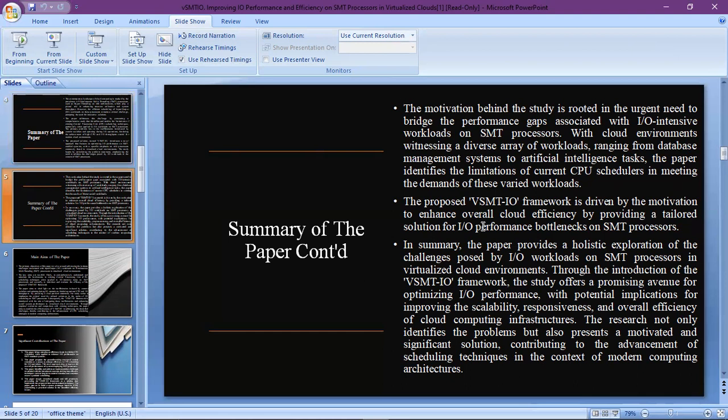The VSMT-IO framework proposed in this paper is motivated by the goal of enhancing overall cloud efficiency. It aims to provide a tailored solution for addressing I/O performance bottlenecks on SMT processors, acknowledging the diverse nature of workloads in cloud environments. In summary, the paper offers a comprehensive exploration of the challenges posed by I/O workloads on SMT processors within virtualized cloud environments. This research not only identifies problems but also provides motivated and significant solutions, contributing to the advancement of scheduling techniques in the context of modern computing architecture.